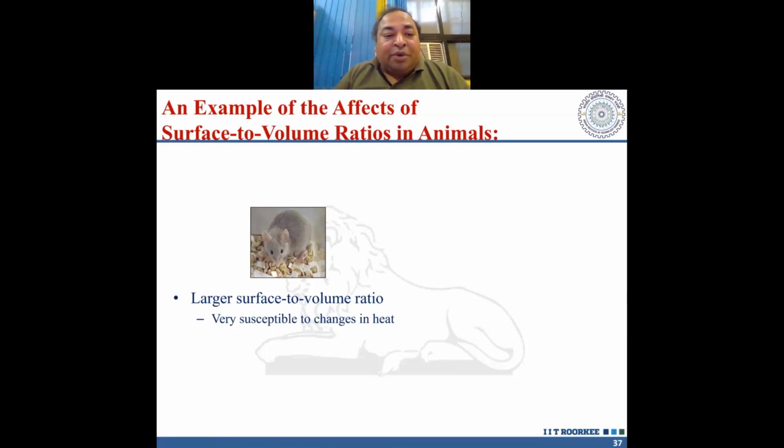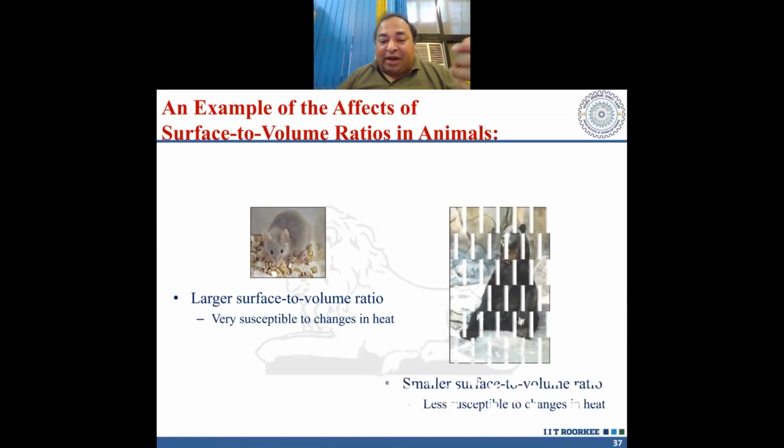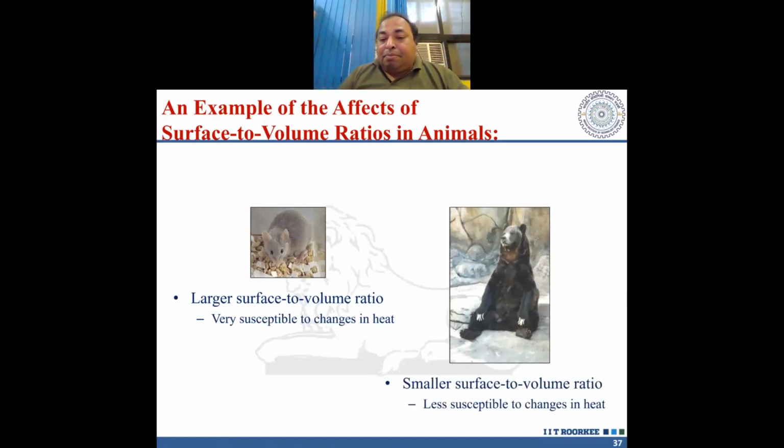So, how does surface to volume ratio work with animals? If you look at a rat or mouse, with its larger surface to volume ratio, they are very susceptible to changes in heat. If there is a change in heat, they are the most affected. Whereas a big animal, let's say a bear, has a smaller surface to volume ratio, so they are less susceptible to changes in heat. So this is also a theory.